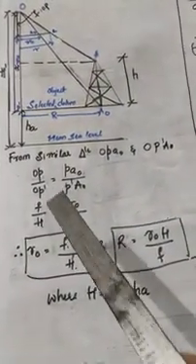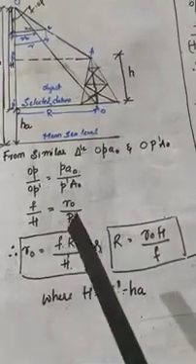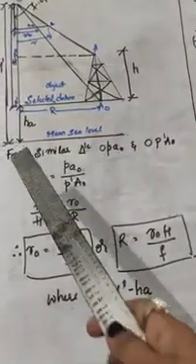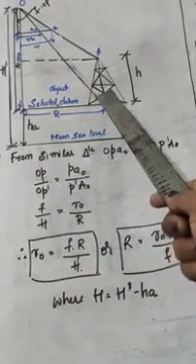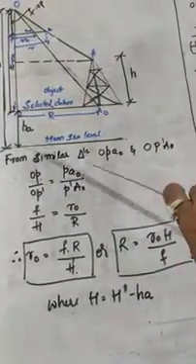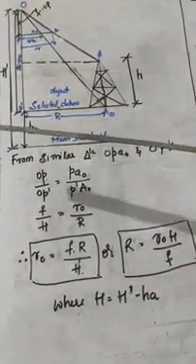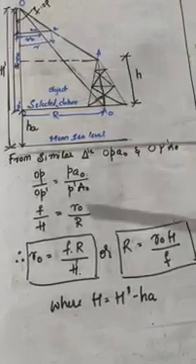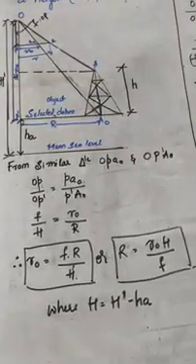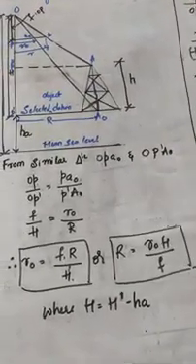let us understand the derivation next. This is similar to the previous one, but the change is we have placed this tower at a distance HA. That means at this height we have placed this tower. The difference between the previous and this derivation is only that much.